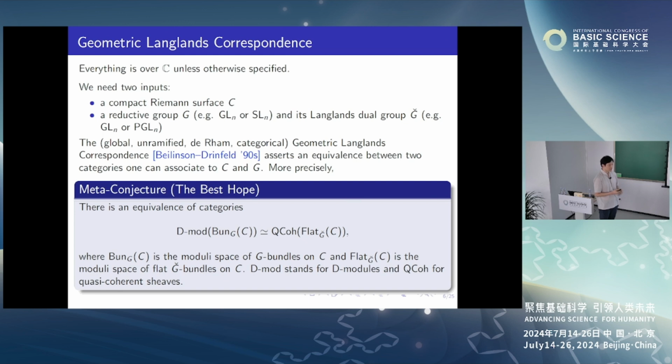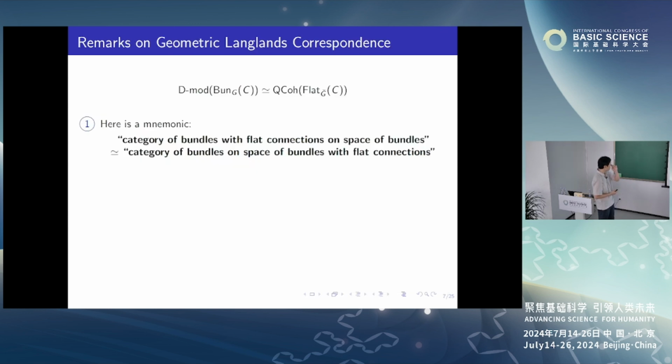I don't suppose everyone is familiar with this and understands what's going on. It's maybe just words, so let me say a few more. A way to understand or remember this as a mnemonic is that you think of a bundle here, but what is a D-module? A D-module is essentially a bundle with a connection. So in that sense, you may want to read the left-hand side as: on the space of bundles, you think of the category of bundles with flat connections. So the left-hand side is the category of bundles with flat connections on the space of bundles.